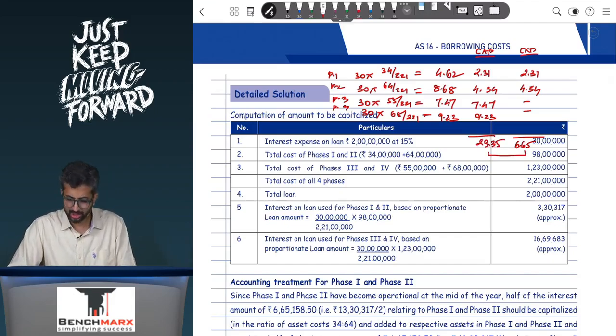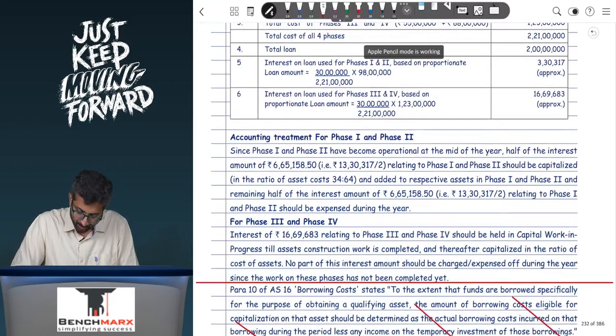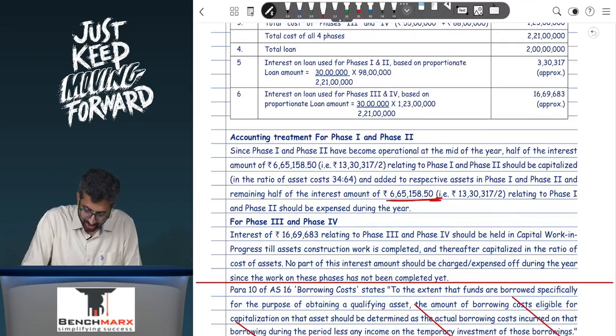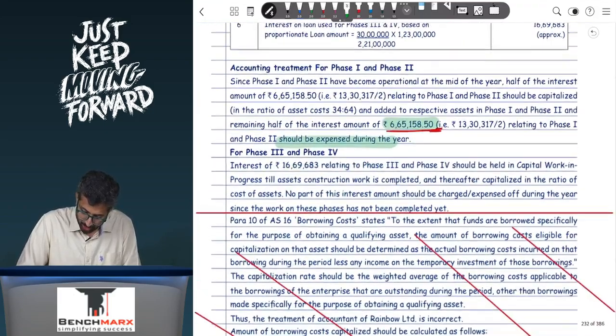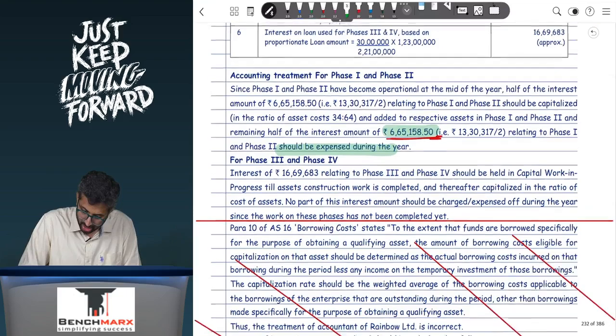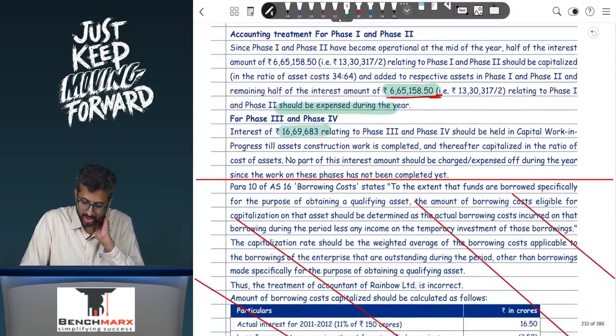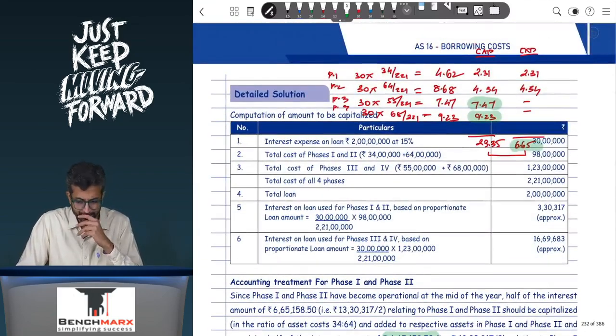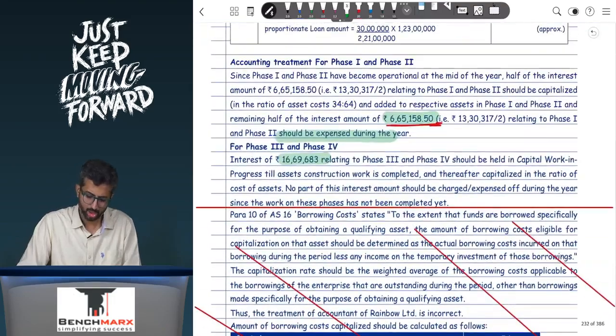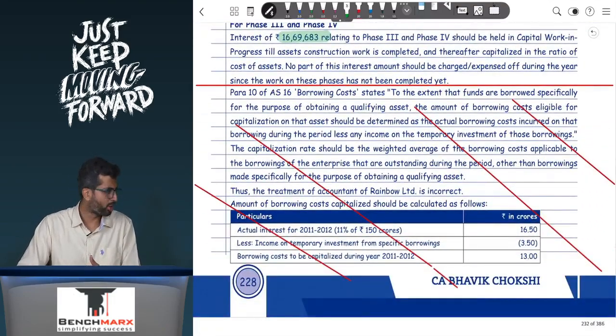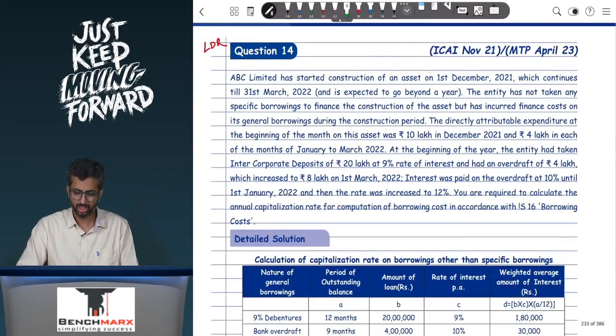Out of 30 we are saying approximately 6.65, as you can see, should be expensed. Okay, and over here the total of these two will be around 16.69 will be capitalized. Okay, so there was a wrong solution printed for some other concept over here, so we have just removed that.